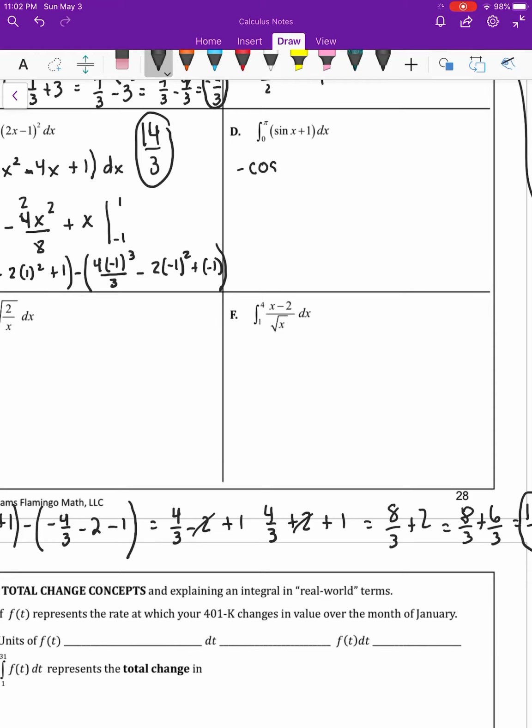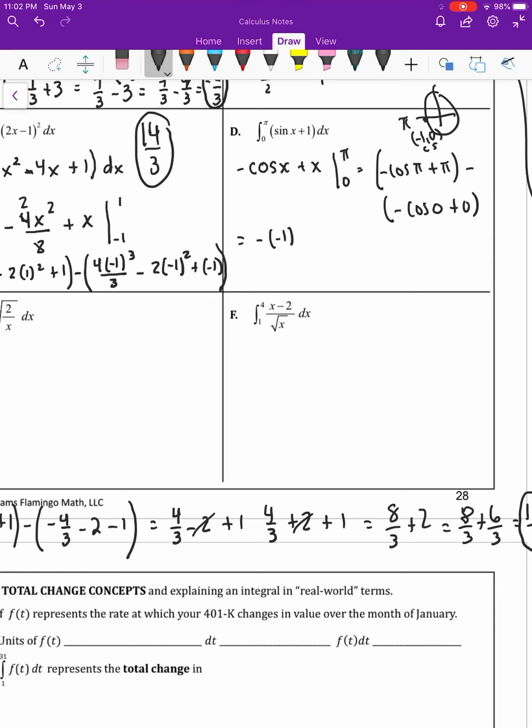All right, now D. What can we take the derivative of that will give us sine? Hopefully you will think negative cosine. If I take the derivative of negative cosine, it's a negative times a negative sign, which gives me positive sine. And then plus x from 0 to pi. So this would be negative cosine pi plus pi minus negative cosine 0 plus 0.